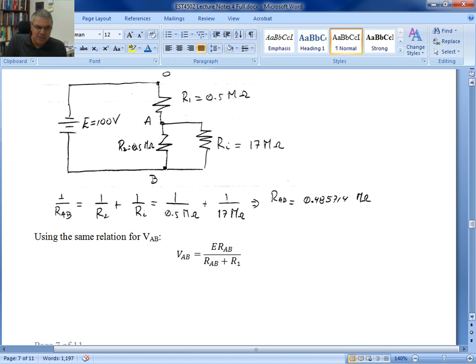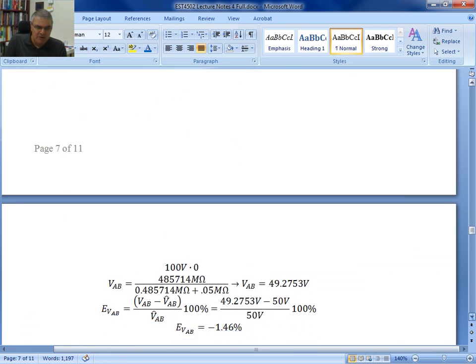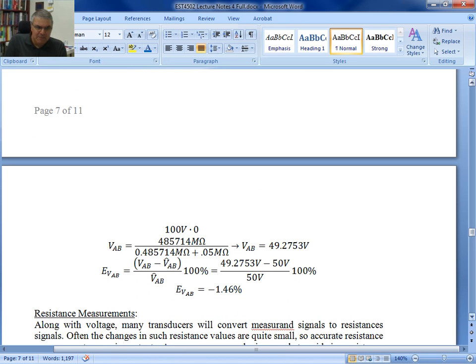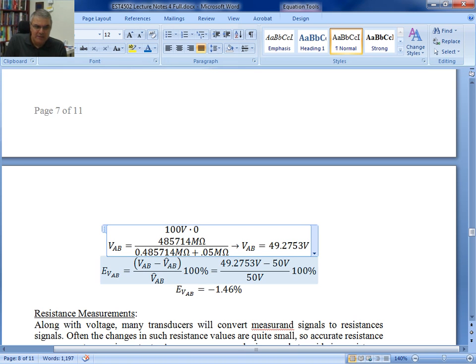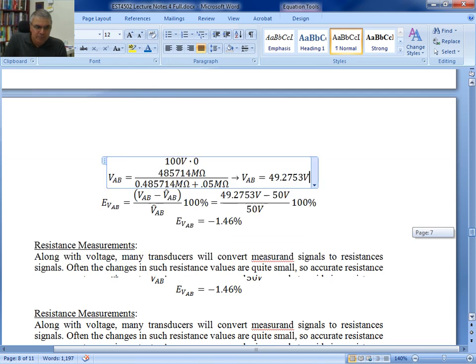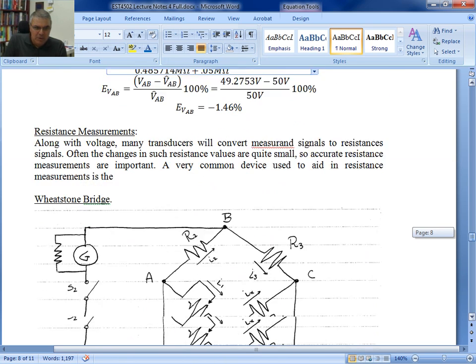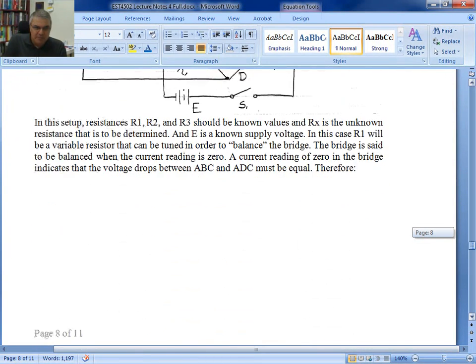And again, we use the same relations. V sub AB is going to be E times R sub AB divided by R sub AB plus R1. And as you can see, the voltage would be 49.2753 volt. And this would be much more accurate. As you can see, the error is only minus 1.46. Again, this is 1.46% below the theoretical value that we calculated. Okay, that was one of the problems I wanted to go over with you guys.